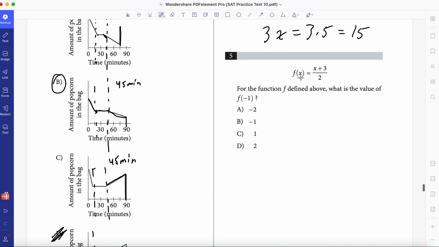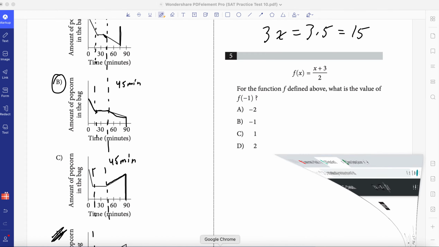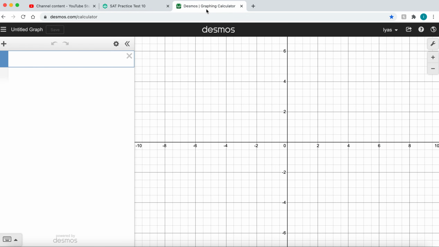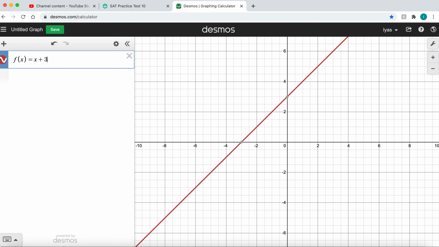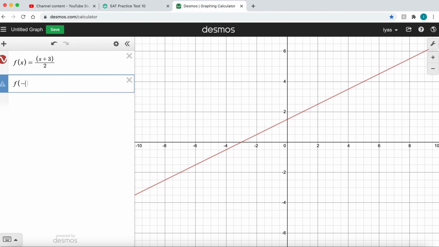And for number 5, we know that f of x equals (x plus 3) over 2, and then we want to find the value of f of 1. So for this, I'm going to use Desmos. f of x equals (x plus 3) over 2. And just a disclaimer, you can't use Desmos on the SAT. You can only use the TI-84. And I know Desmos is way more powerful than the TI-84, so I'm only going to use Desmos within the realm that it matches the TI-84, just so I can show you guys for demonstration purposes.